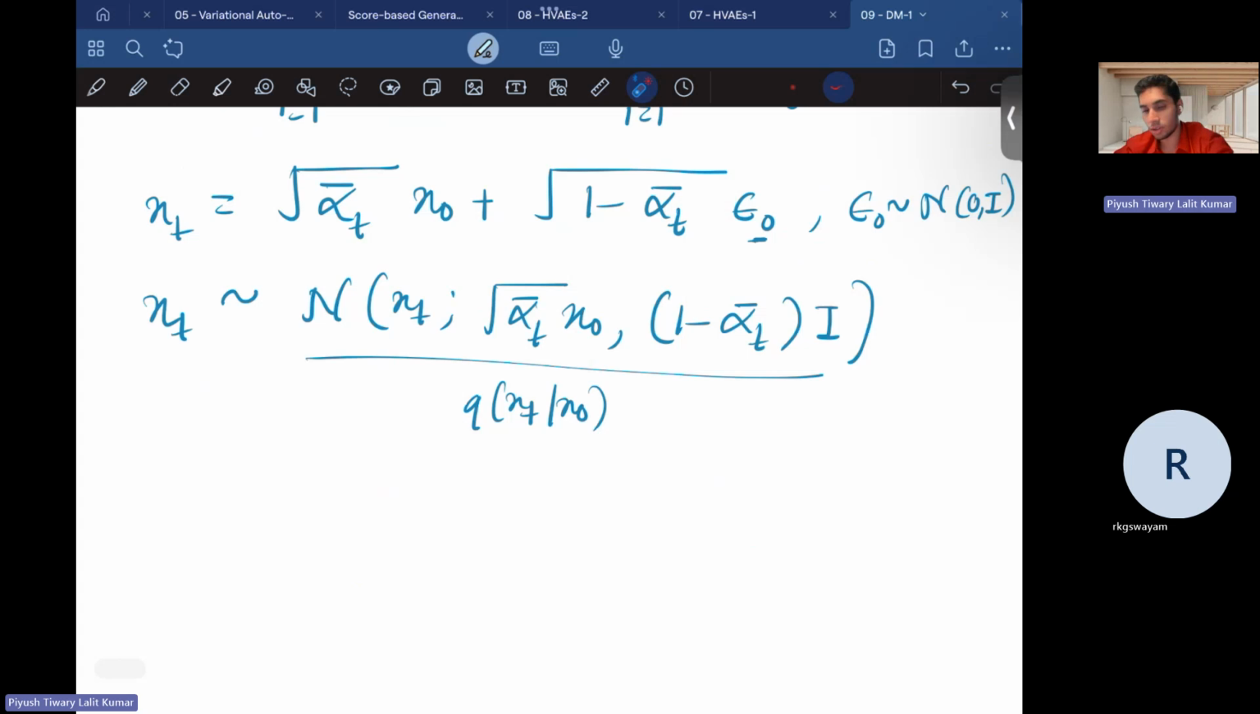Actually, because of this Gaussian assumption, that the transition kernel is a Gaussian distribution, we are able to write any xt in terms of x naught directly.